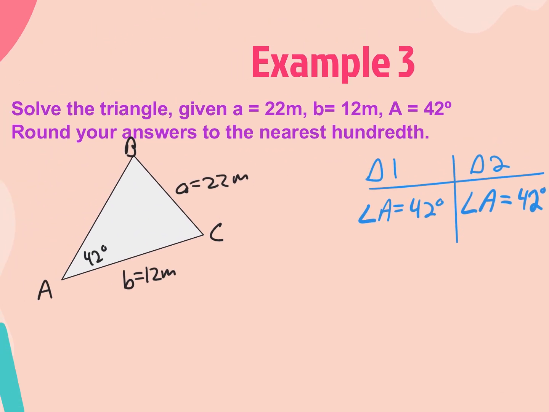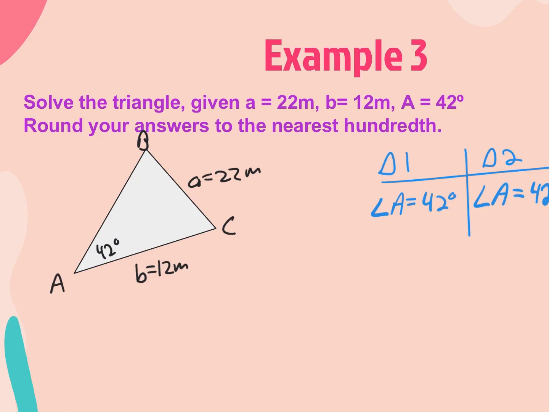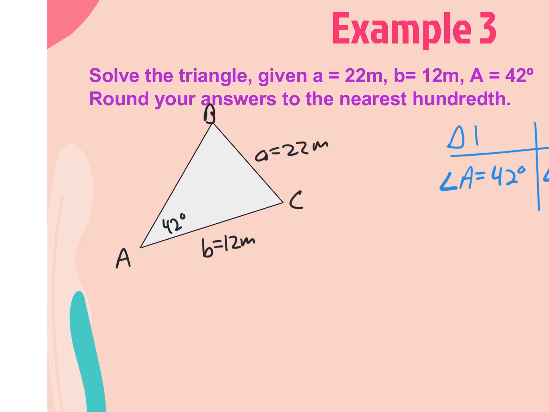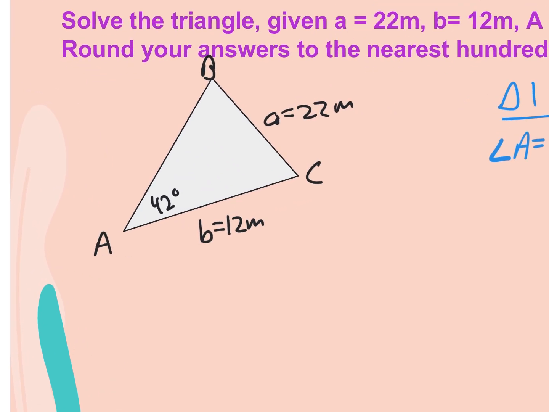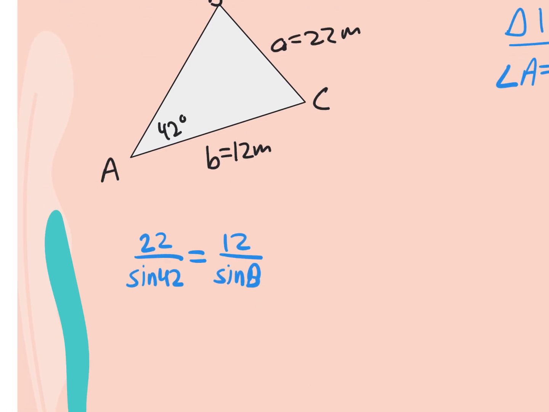All right, what other angle can we find with the given information? Yeah, right, we can find B because we have a side B. So let's use law of sines to find angle B. So I'm going to do A over sine A, so 22 over sine of 42, equals B over sine B, so 12 over sine of B. We can go ahead and cross multiply. This is going to get us 22 sine of B equals 12 times sine of 42.